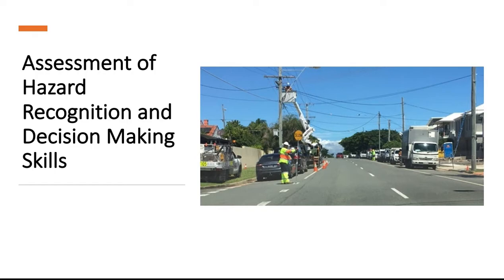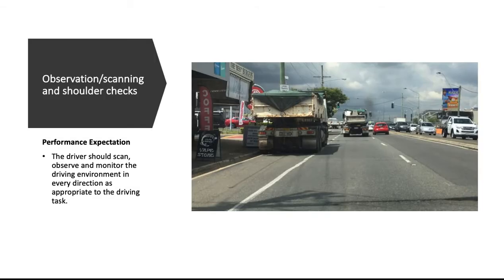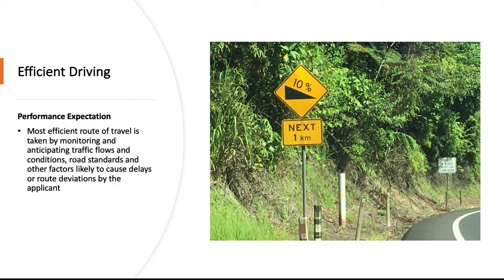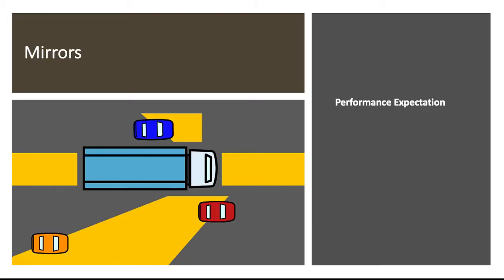Assessment of hazard recognition and decision-making skills. Observation, scanning, and shoulder checks. The driver should scan, observe, and monitor the driving environment in every direction as appropriate to the driving task. Efficient driving. The most efficient route of travel is taken by monitoring and anticipating traffic flows and conditions, road standards, and other factors likely to cause delays or route deviations by the applicant.